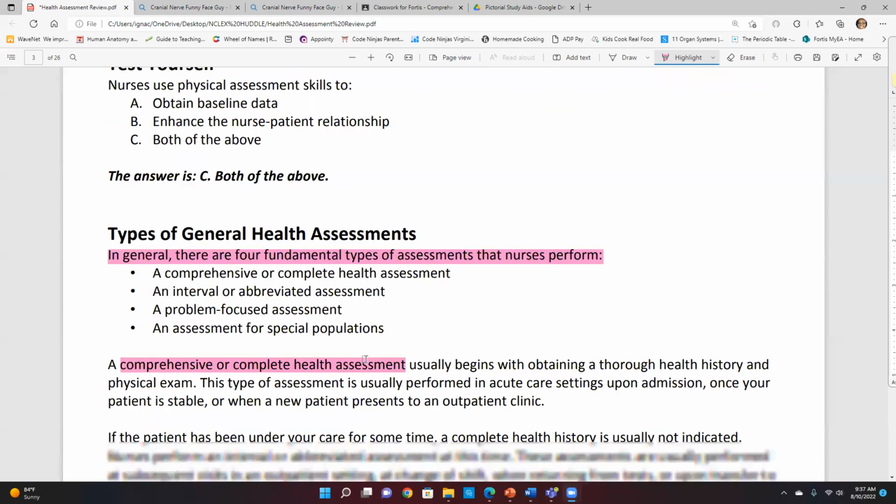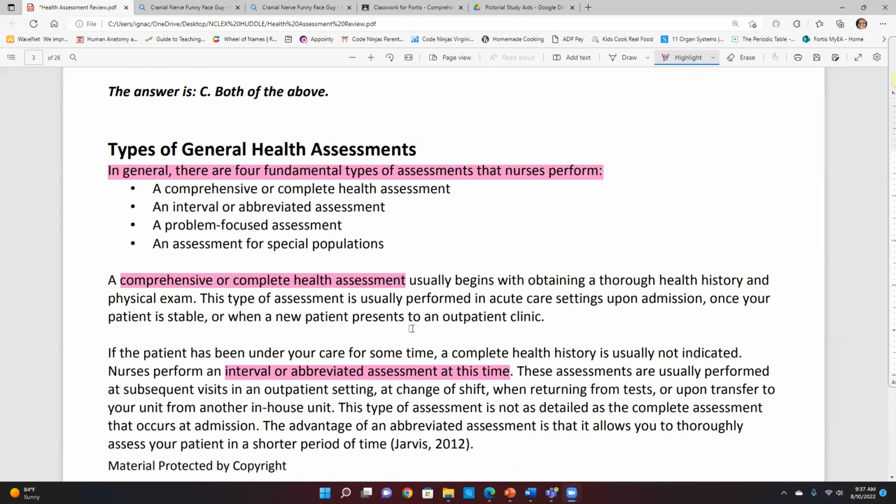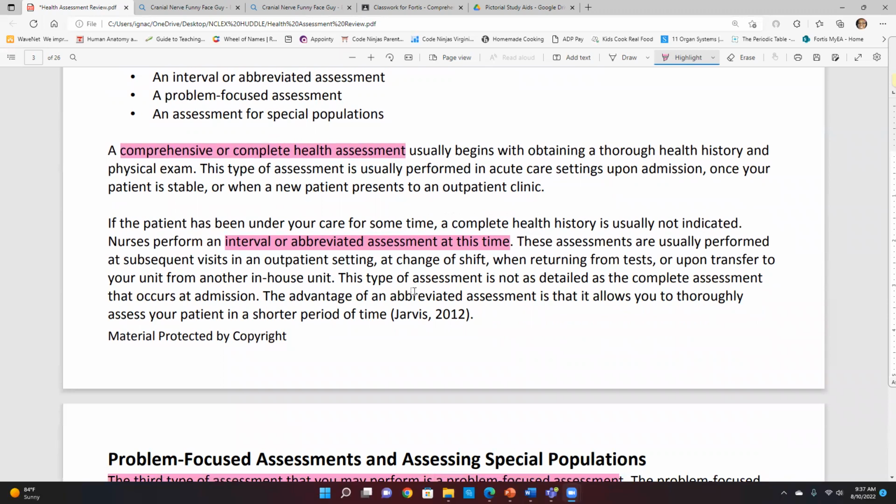Okay, so let's talk about the different types of health assessments. So in general, there are four types. There's a comprehensive or complete health assessment, and we have the interval or abbreviated assessment, the problem focused assessment, and an assessment for special populations. So let's take a look at the comprehensive or complete health assessment. This is usually performed in acute care settings, or if this is a new patient, you may actually have this performed during an annual exam, right, for a well child or an adult visit, to make sure that everything from head to toe is within normal limits.